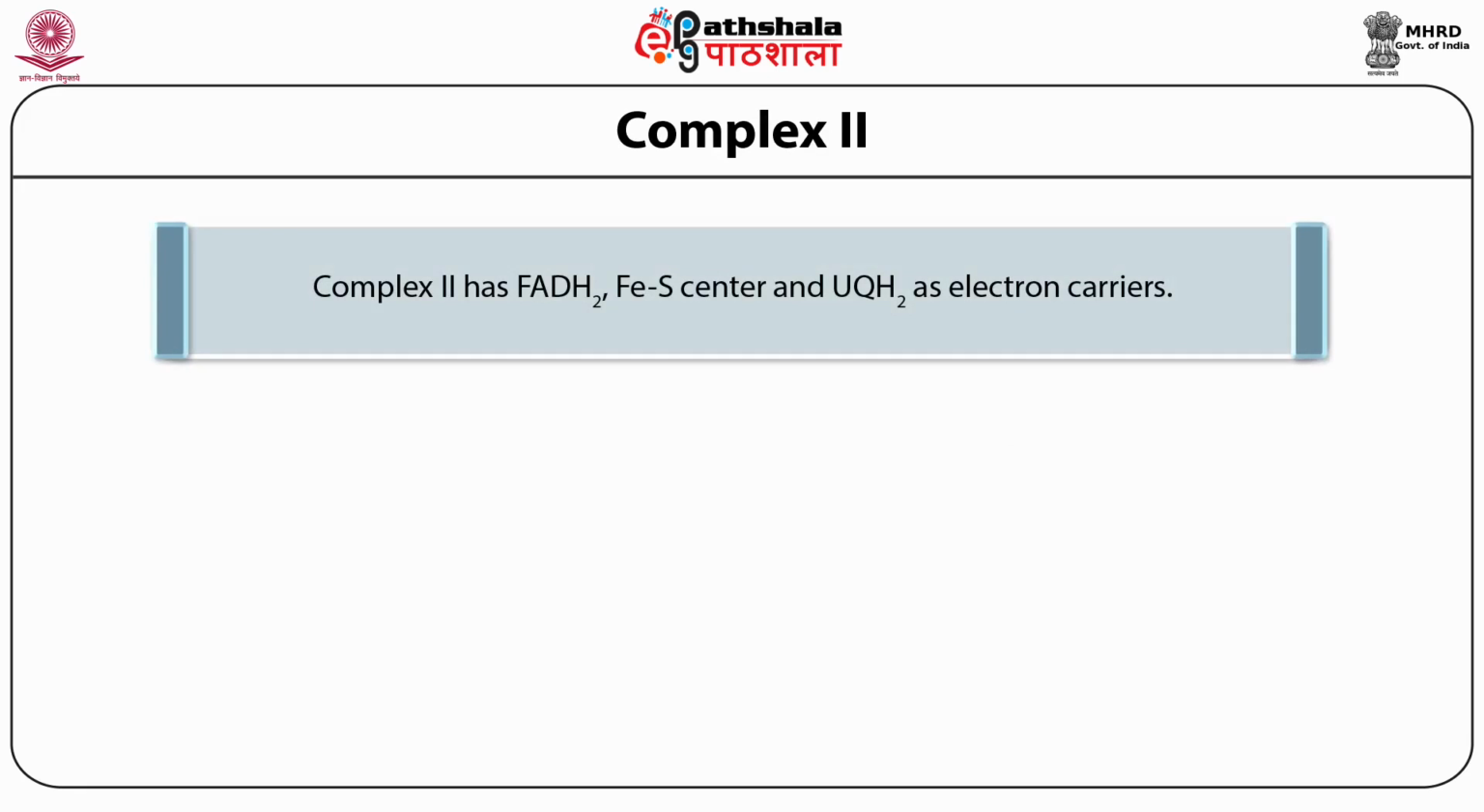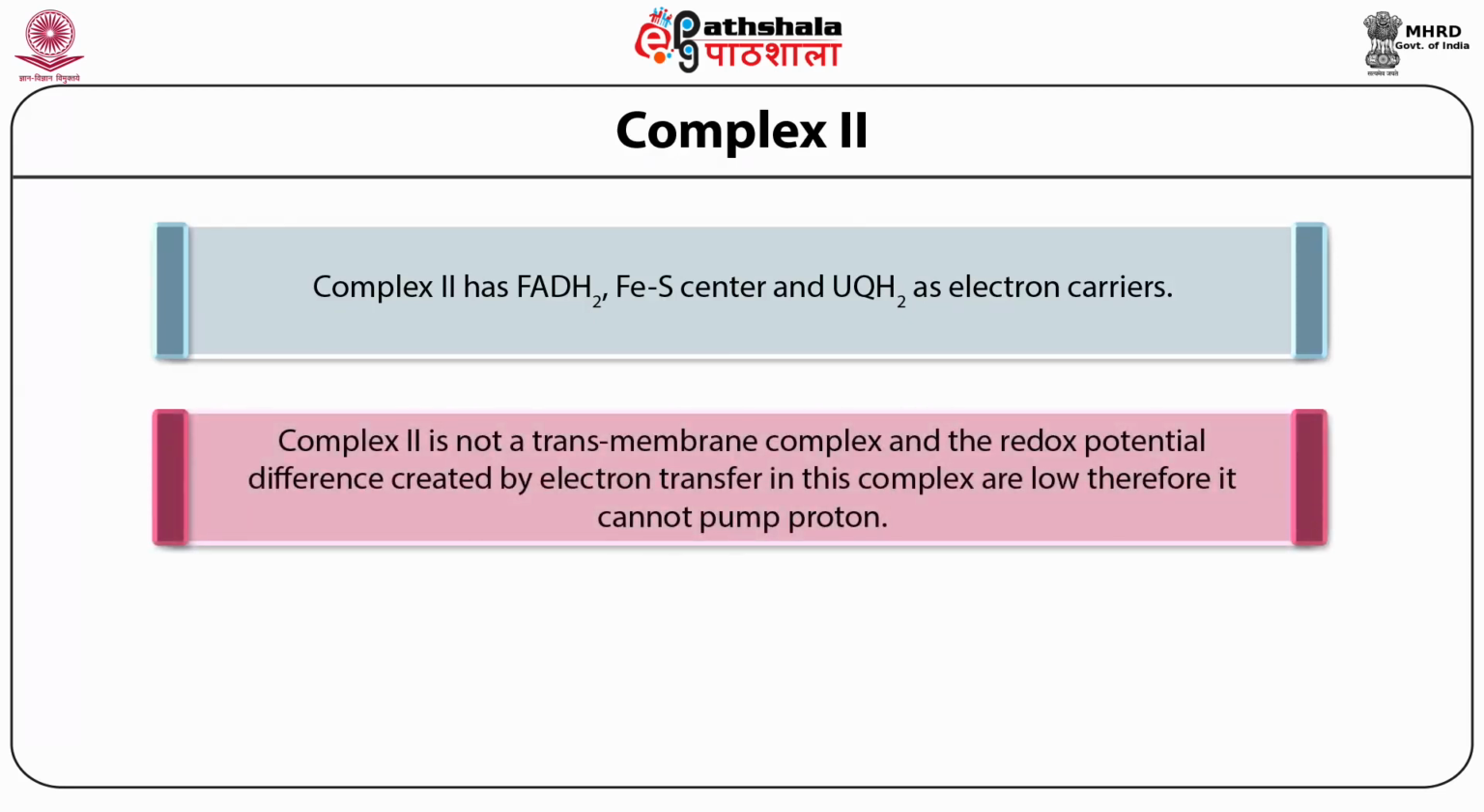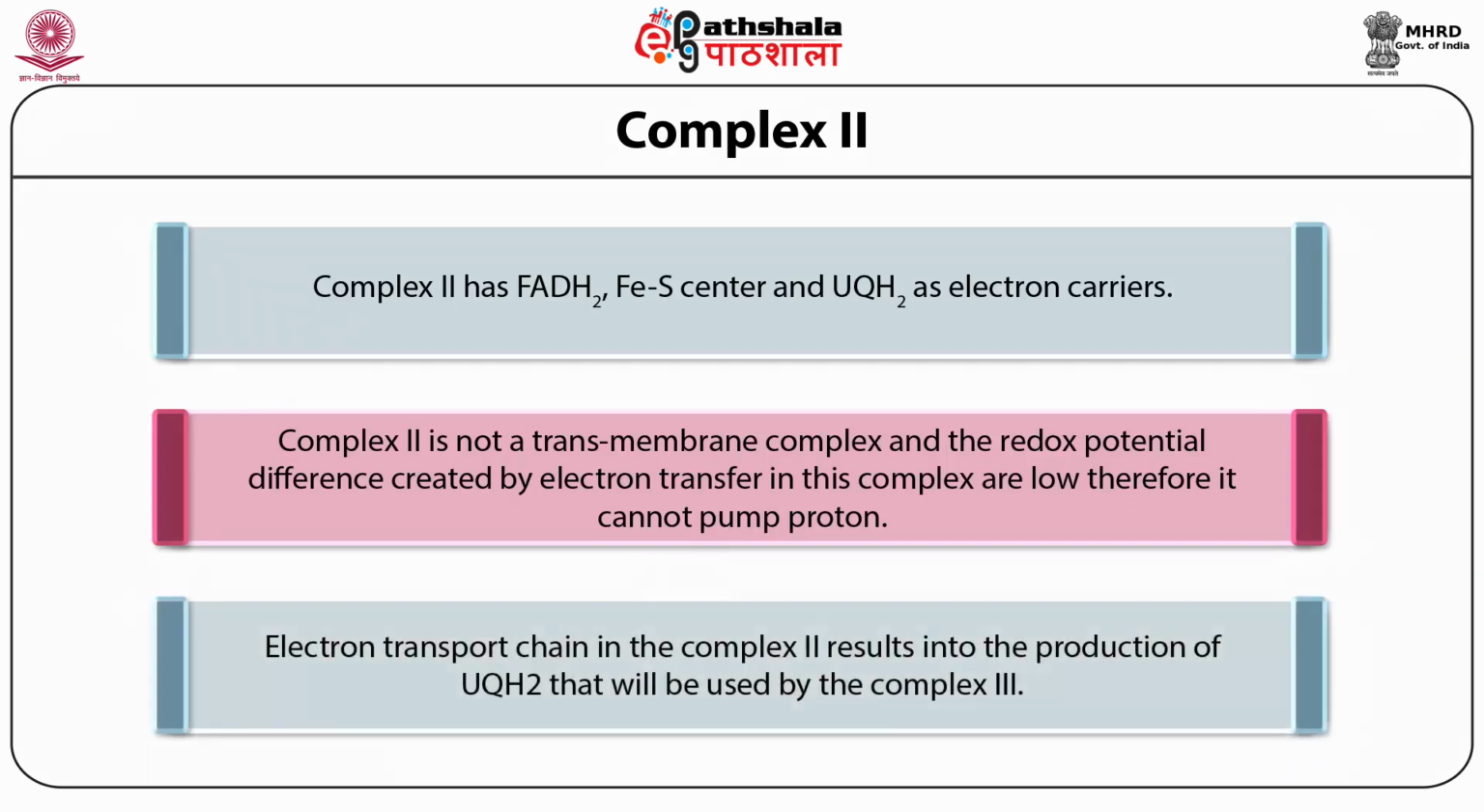Complex 2 has FADH2, iron sulfur center, and ubiquinone as electron carriers. The important point about complex 2 is that it is not a transmembrane complex, and the redox difference created in this complex is low. These two reasons make this complex unable to pump any protons, but electron transfer in complex 2 leads to the production of reduced ubiquinone that is used by complex 3. So any ATP that is produced starting from FADH2 is only produced because of the involvement of complex 3 and complex 4.